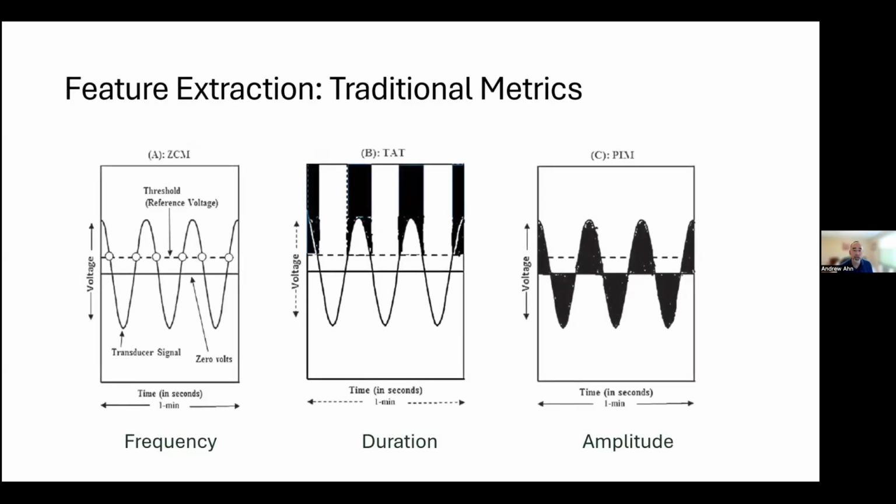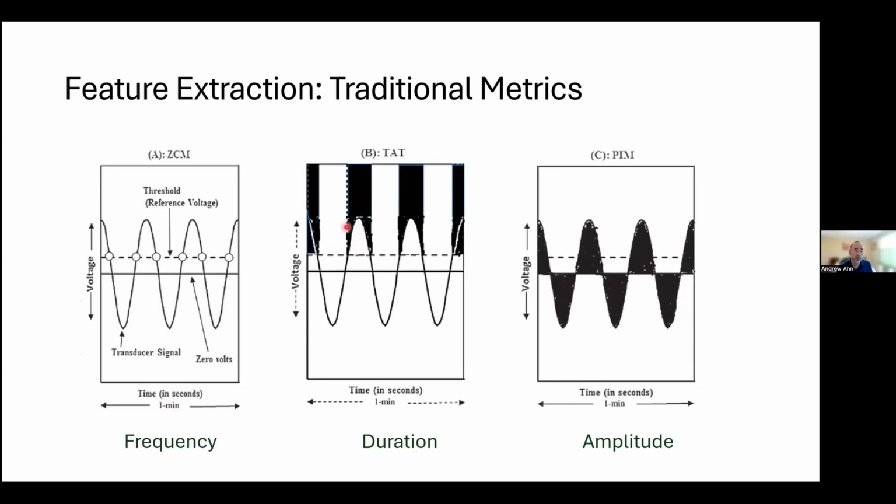So traditional sleep actigraphy uses three main approaches to derive activity counts from raw data. First, there's zero crossing mode, or ZCM, which essentially counts how many times the signal crosses a set threshold, giving us a measure of movement frequency. The second is the time above threshold, or TAT, which sums up the total duration, in seconds, when movement exceeds a certain level.